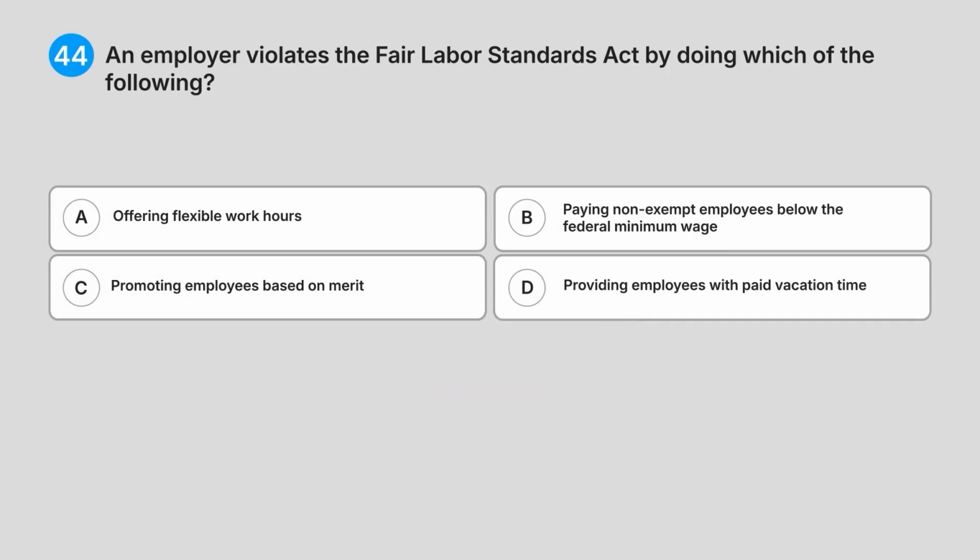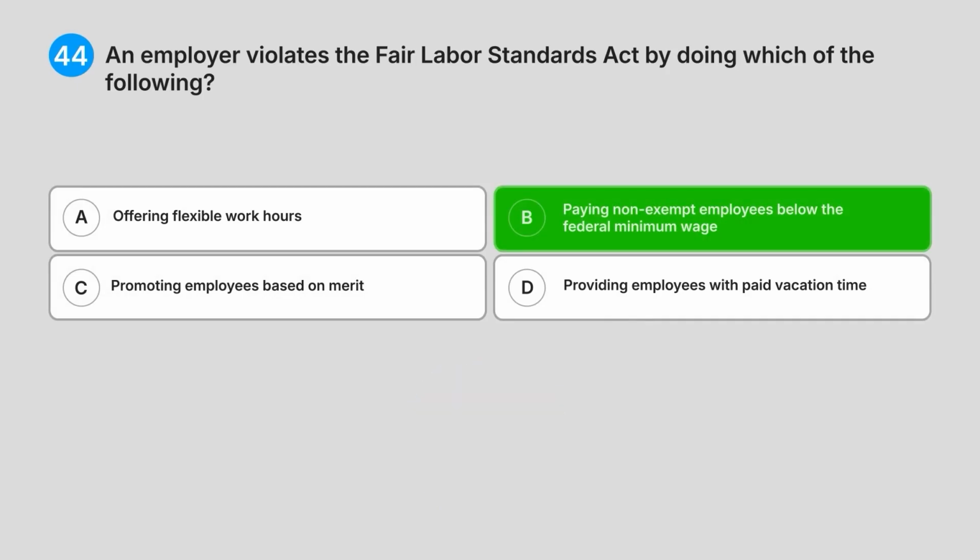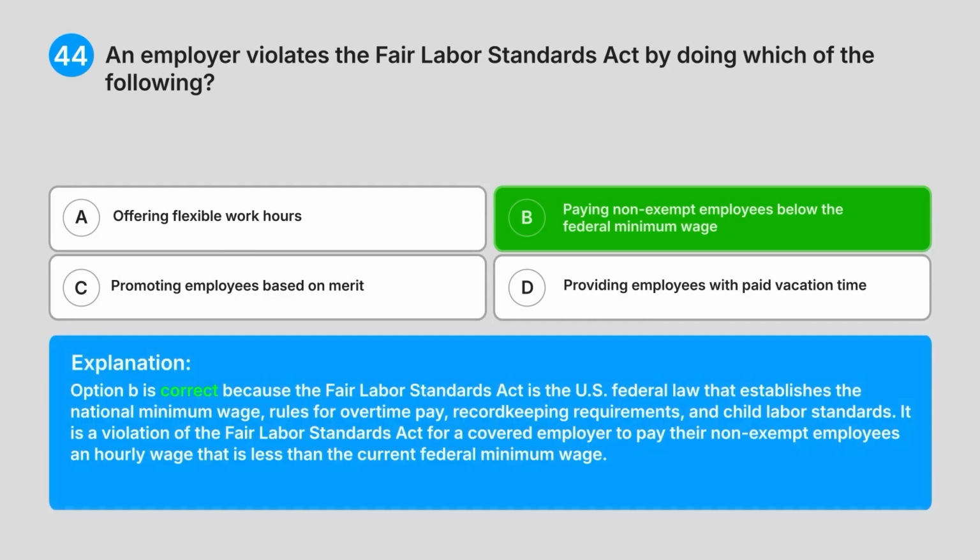Correct answer, D. Paying non-exempt employees below the federal minimum wage. Explanation. Option B is correct because the Fair Labour Standards Act is the US federal law that establishes the national minimum wage, rules for overtime pay, record-keeping requirements, and child labour standards. It is a violation of the Fair Labour Standards Act for a covered employer to pay their non-exempt employees an hourly wage that is less than the current federal minimum wage.